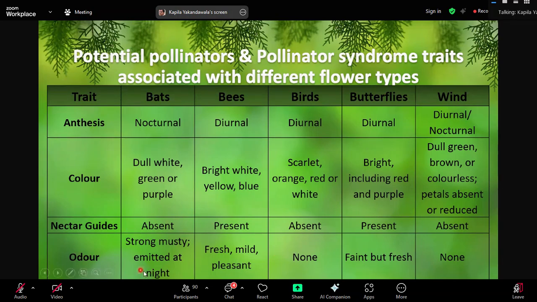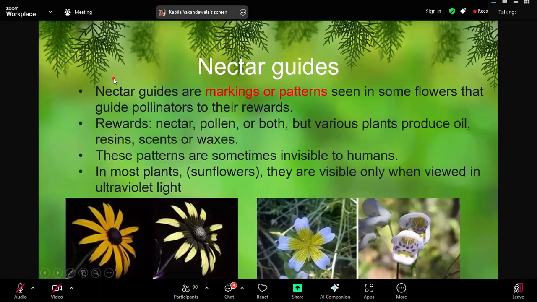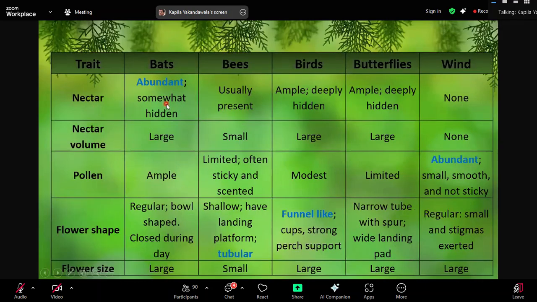Okay, so by looking at the characters of flowers, we can guess pollinators. It means by looking at the pollinator syndromes, we can guess the pollinator. Nectar: usually if the animal is large, like a bat, it should have a large volume of nectar. But in wind pollinated flowers, nectar is absent because there's no point. For bird pollinated flowers, usually the quantity produced is larger compared to bee pollinated flowers.